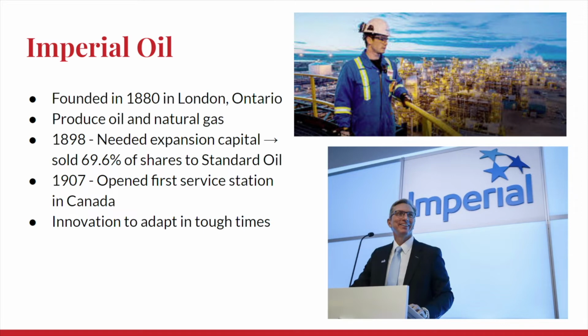In 1898, Imperial Oil needed expansion capital. Standard Oil was there to answer their prayers and Imperial sold 69.6% of their shares to Standard Oil. To this day, the company ExxonMobil, who is the descendant of Standard Oil, still owns 69.6% of their shares. In 1907, they opened the first service station in Canada. Regular people were able to come up to get gas.